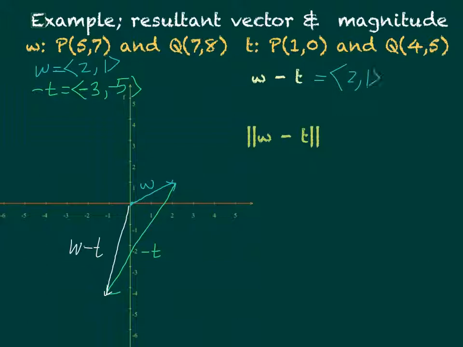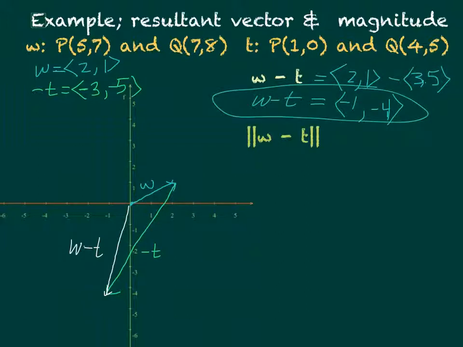Alright, so w minus t equals 2, 1 minus 3, 5. W minus t equals 2 minus 3, which is a negative 1, which means we go left 1, which is correct. 1 minus 5 is negative 4, so that means we go down 4 from my original starting point. And that is also correct. So that's our final answer.